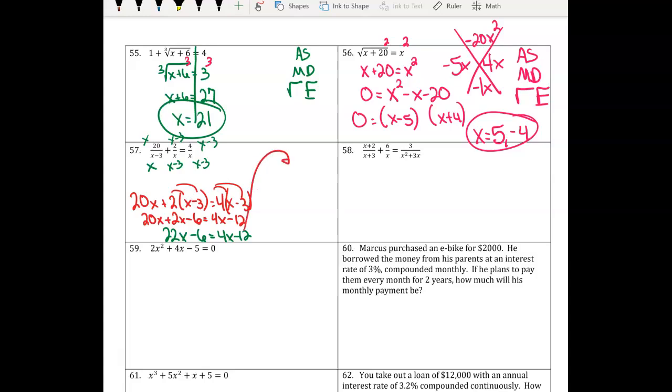And now I'm going to move the 4x over to join the 22x. And then I'm going to move the 6 over to join the negative 12. Oops. And then I'm going to divide by 18. And again, I'm going to leave it unsimplified. You are welcome to simplify it.